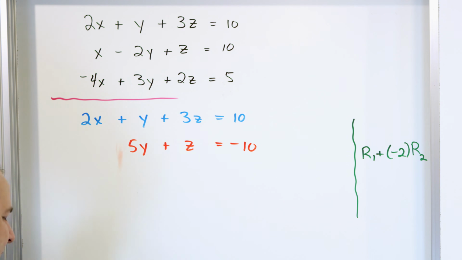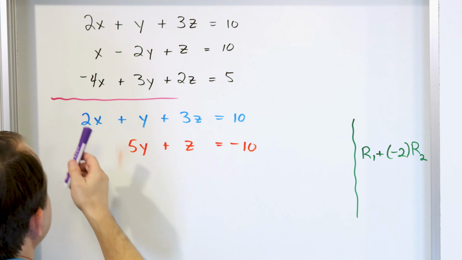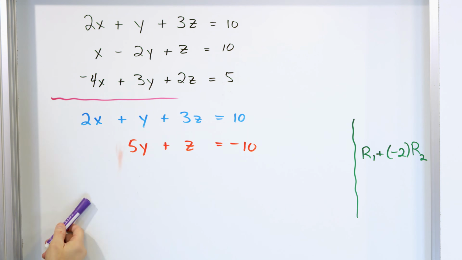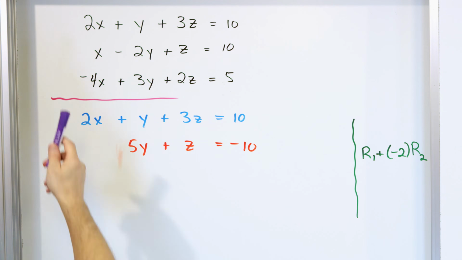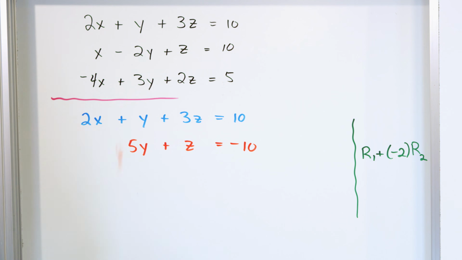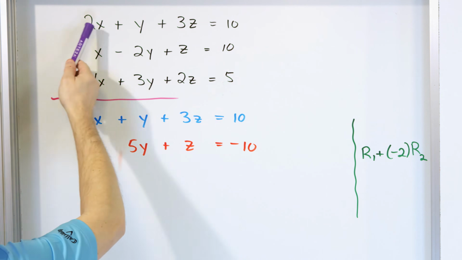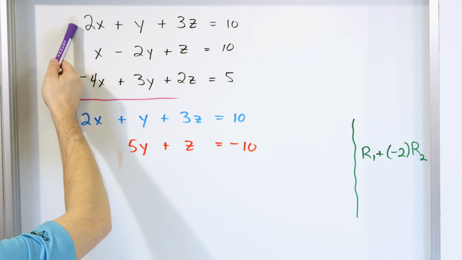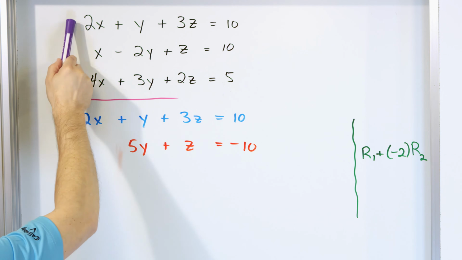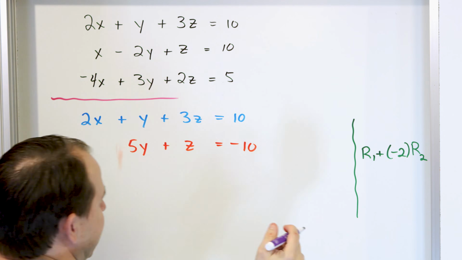All right? Now we have to ask ourselves a similar question. How do we eliminate this variable? We just want to eliminate the x's first. Well, if I just add 2 plus the negative 4, that's not going to get me anywhere. But what if I multiply the first equation by 2? That'll give me a 4x, and then if I add it to the negative 4x, that will eliminate the x.